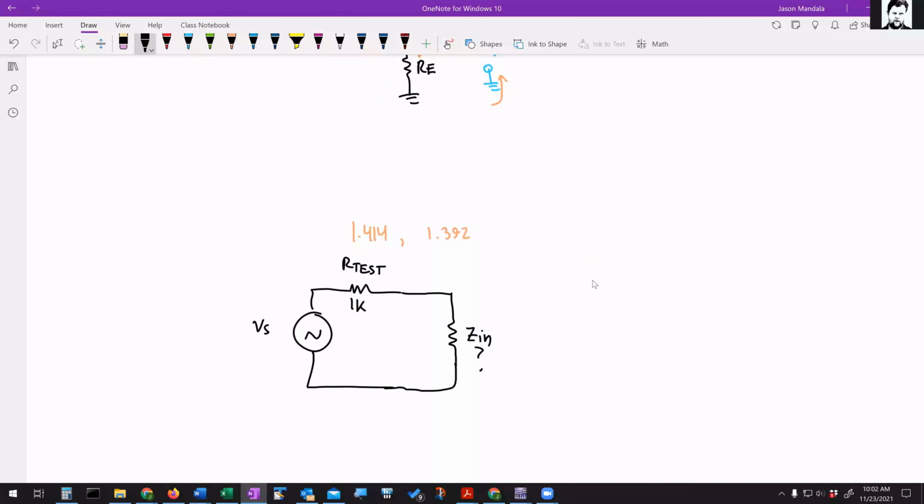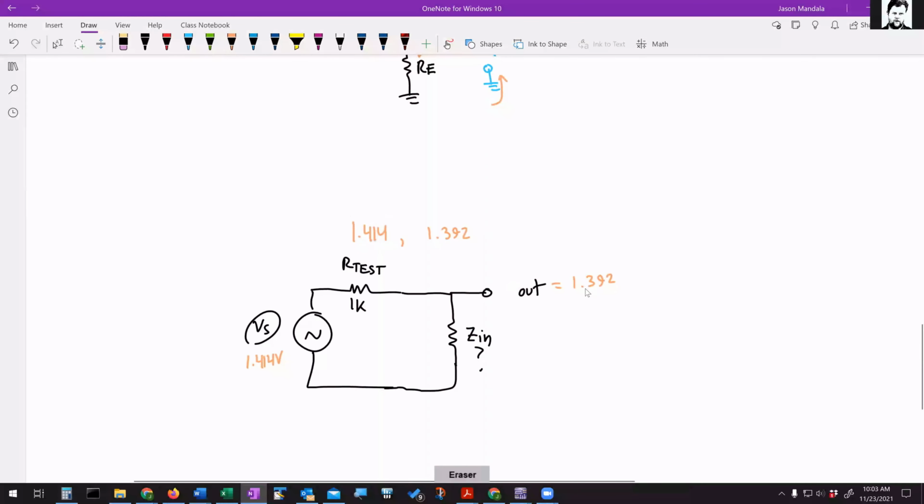So to remind you what this is doing, we don't know what Zin is, but we know what our test is. We're trying to experimentally measure what Zin is. So we have a known voltage source, and we have the voltage output of this voltage divider. So this value would be the 1.392. This would be the 1.414 that we started with. Remember, the higher voltage comes when you measure without the test resistor. When you insert the test resistor, you get a little bit of drop across that resistor, and that's going to bring the voltage down.